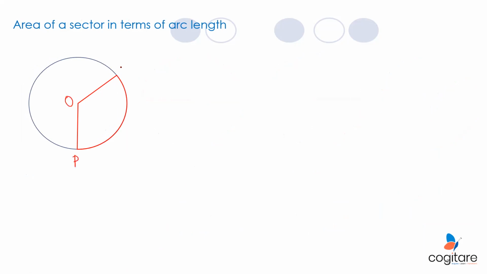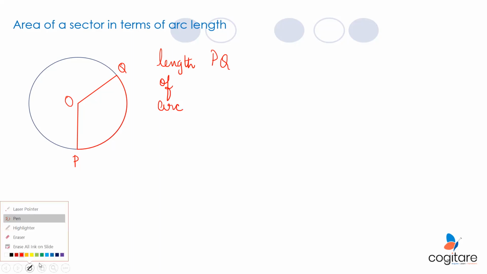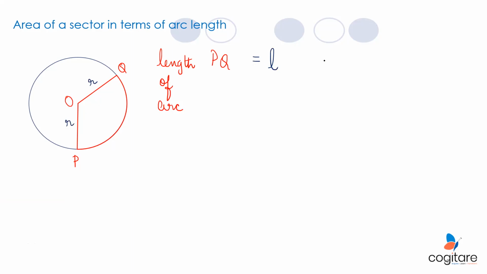Okay, let's say PQ is an arc, okay, and the length of the arc PQ is L, and we also know the radius of the circle, which is R. If these two are given, is there a way to find the area? Cool. Okay. Guys, what is L? We already know that L is nothing but theta by 360 into 2 pi r.